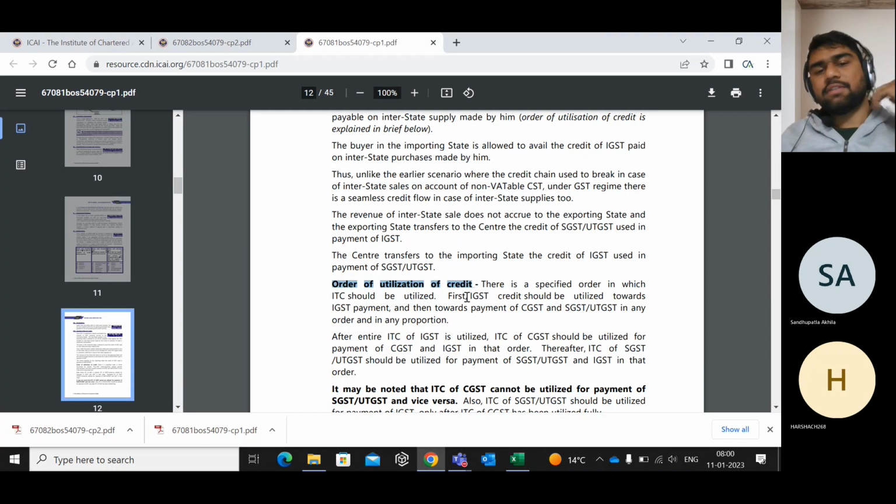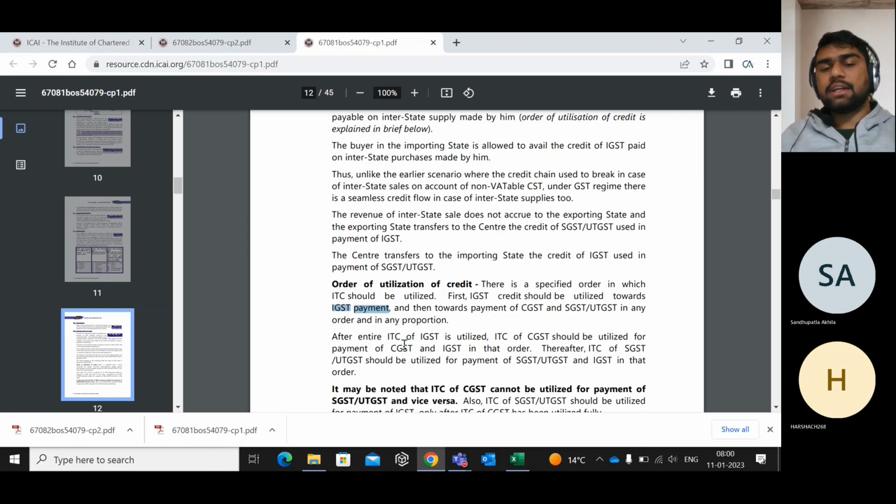Order of utilization. There is a specific order in which ITC should be utilized. First, IGST credit should be utilized towards IGST payment, and then towards CGST, and then towards SGST or UTGST. In our example, there is no IGST payment here. So first IGST should be consumed. That means before utilization of CGST or SGST or UTGST liability, first IGST ledger should become zero. Then after only you can use the corresponding ledger balances.